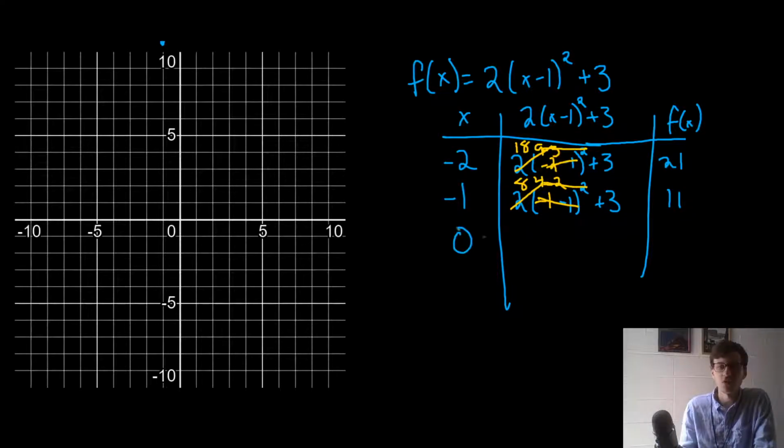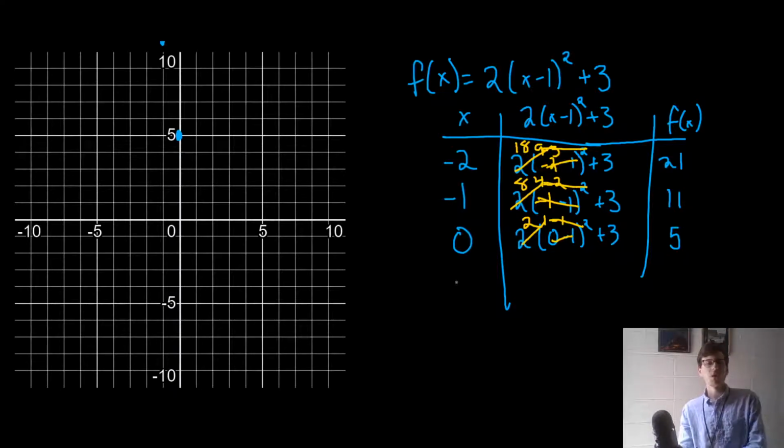All right, let's try 0. 0 is 2 times (0 - 1)^2 plus 3. 0 minus 1 is -1. -1 squared is +1. 2 times 1 is 2. And 2 plus 3 is 5. Now we've got a number we can work with. That feels really good.